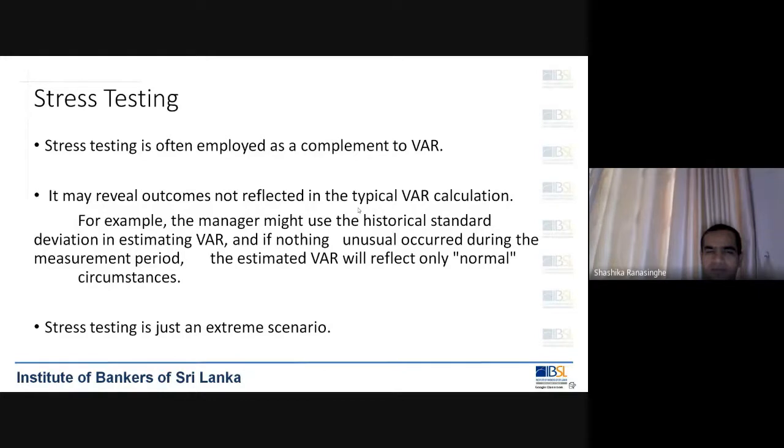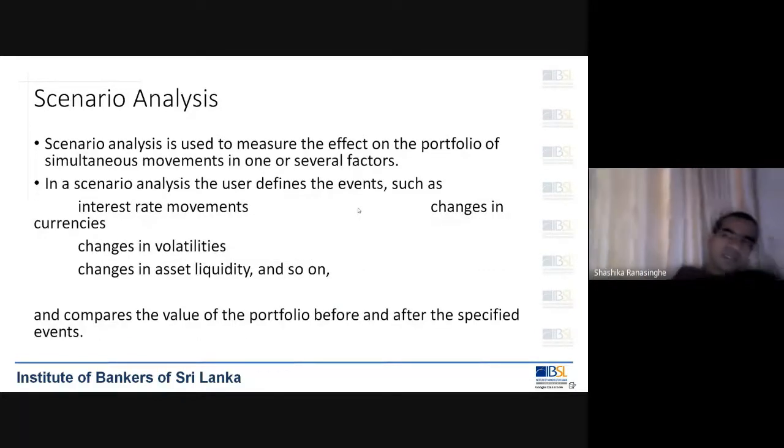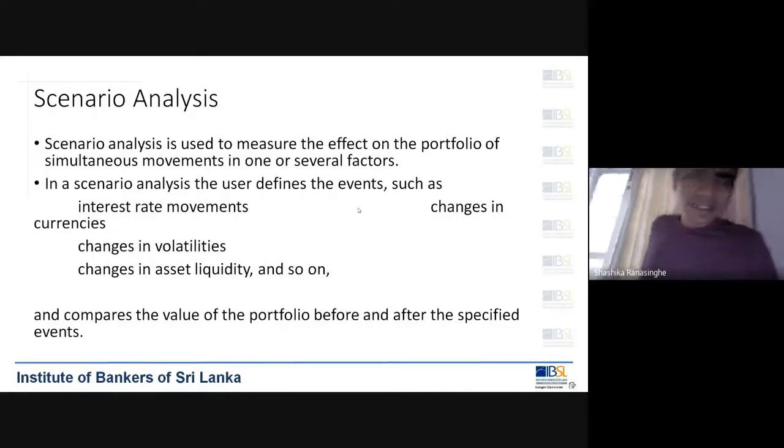Right. So stress testing. Stress testing is often employed as a complement to value at risk. It may reveal outcomes not reflected in the typical value at risk calculation. For example, the manager might use the historical standard deviation in estimating value at risk, and if nothing unusual occurred during the measurement period, the estimated value at risk will reflect only normal circumstances. Right? So it eliminates unusual things like maybe a tsunami. Stress testing is just an extreme scenario, right? So you can use stress testing to check what happened during a real crisis.